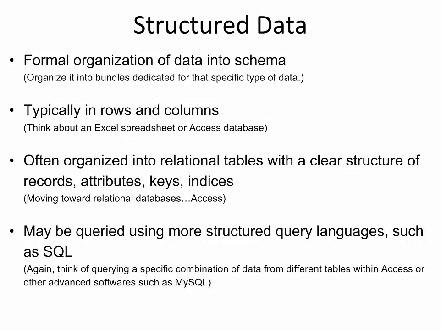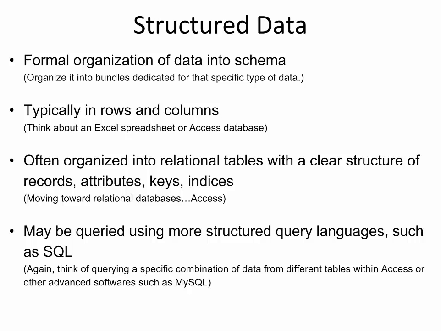Another type of data is called structured data. Structured data has a formal organization of data into a schema. You can think about it as being organized into bundles dedicated for that specific type of data. Structured data can typically be organized into rows and columns. For example, you can think of an Excel spreadsheet or an Access database. Structured data are often organized into relational tables with a clear structure of records, attributes, keys, and indices, moving toward relational databases such as one in an Access format.